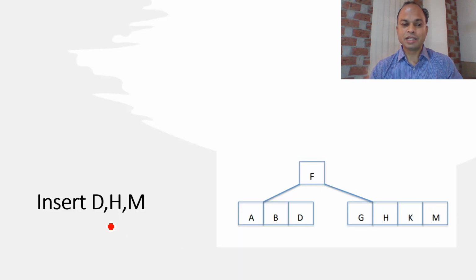After K, we want to insert D, H and M. D is obviously lesser than F, so D comes on the left-hand side, and we place D in ascending order. After D, we want to insert H. H is greater than F, so H should be here, and in ascending order we have placed H. After H, we want to insert M. M is greater than F and should be on the right-hand side, and in ascending order we have placed M here.